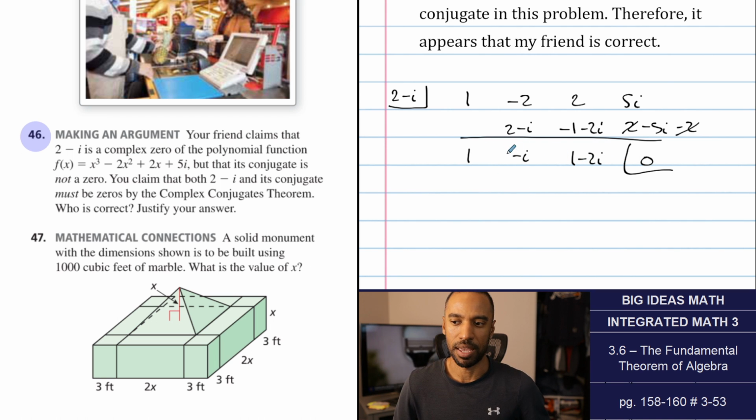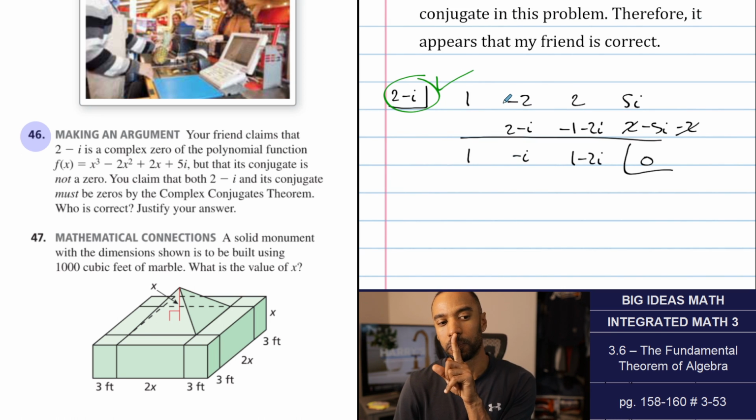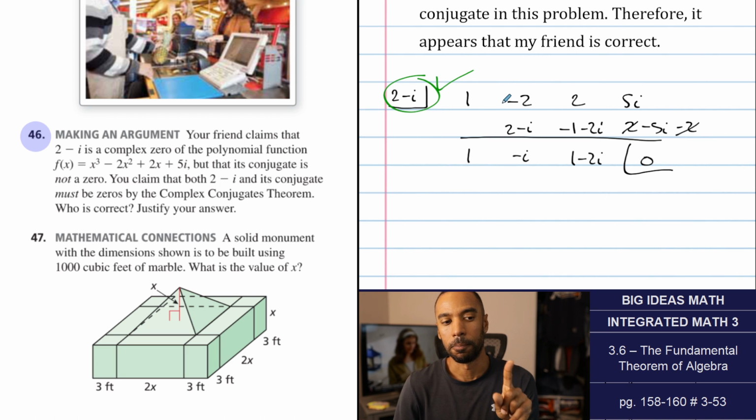Now, I'm not going to write what remains here. That doesn't matter. The important thing is because you get 0, that means this indeed is one of the zeros of your function. So your friend is correct. Therefore, based on synthetic division below, my friend's correct. And listen, it's possible that I'm correct as well. I could still have that thing. Well, actually, no, I couldn't. Yes, I could. It's possible.